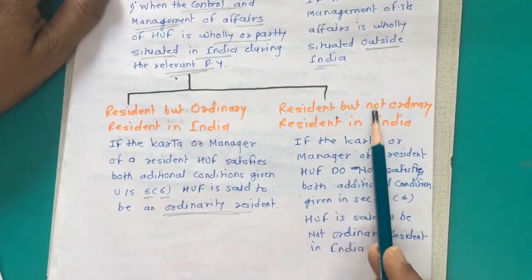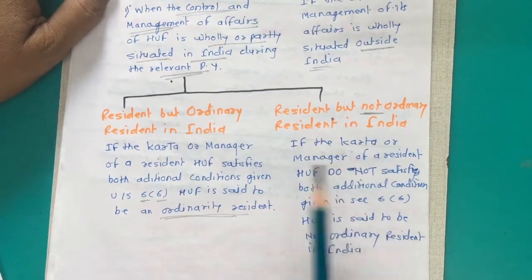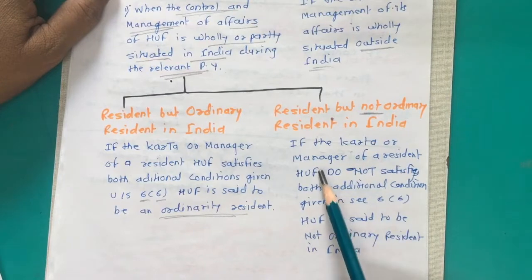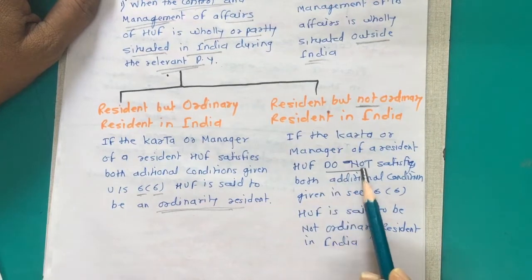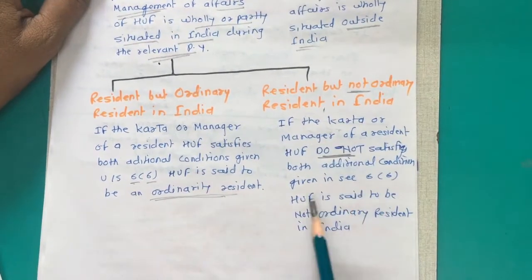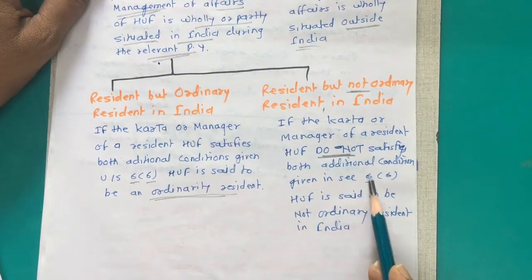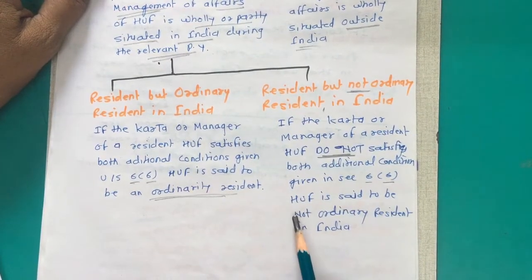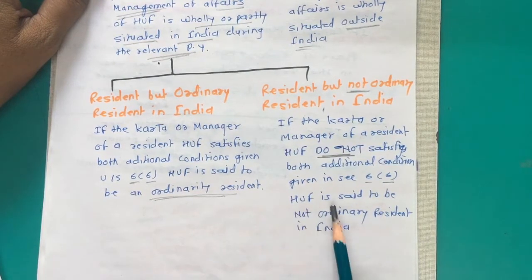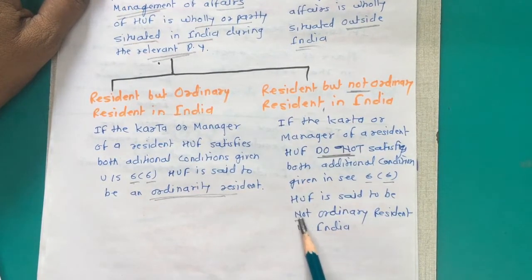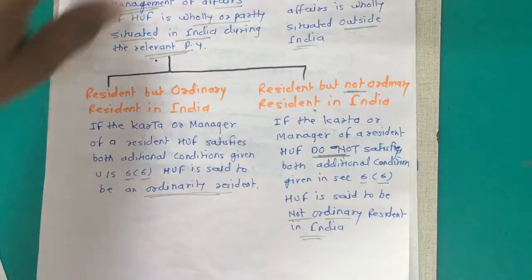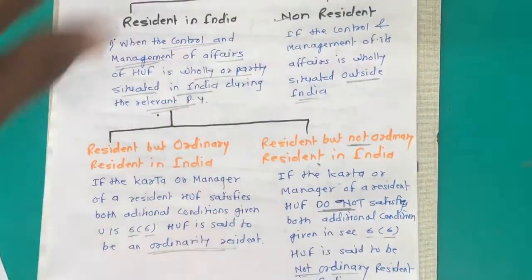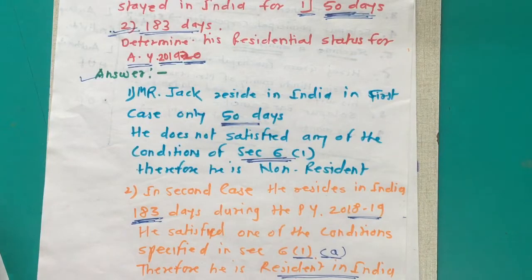Next, resident but not ordinary resident in India. यासाठी if the karta or manager of a resident Hindu undivided family does not satisfy both additional conditions given in section 6 subsection 6 of the Income Tax Act, the Hindu undivided family is said to be not ordinary resident in India. Okay, this is the residential status of a Hindu undivided family, a person.